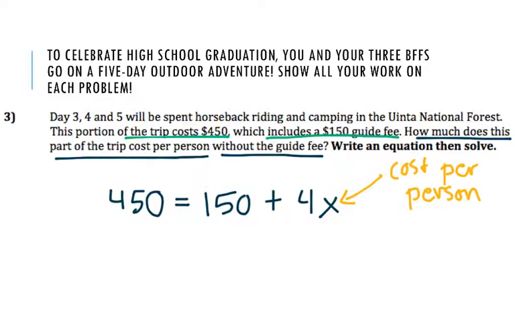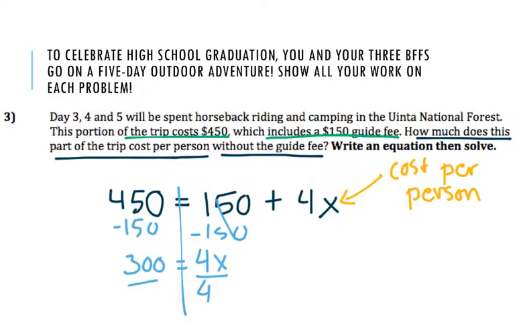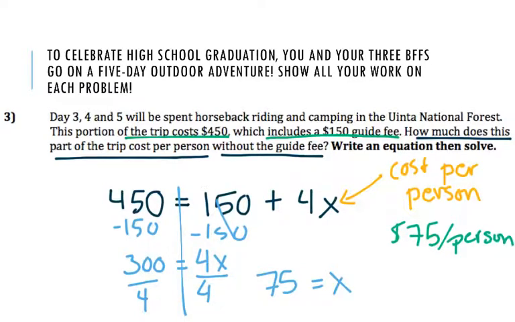And so now we can solve this equation by subtracting 150 from both sides of the equation. And that would give us 300 is equal to 4x. And then we would divide by 4. And our result would be that x is equal to 75. So this means that it costs $75 per person plus the guide fee.